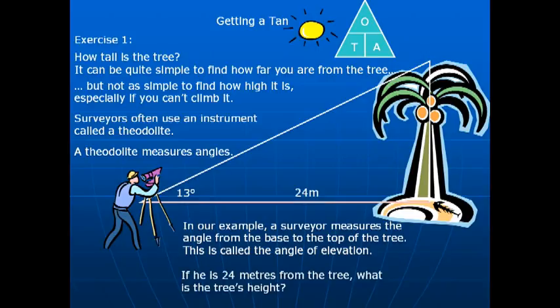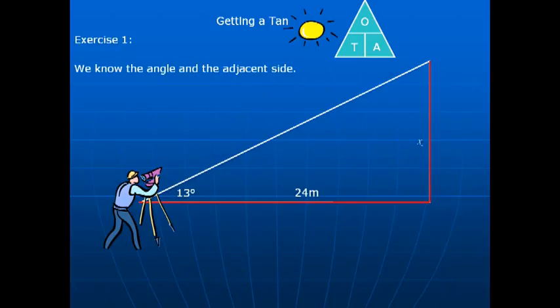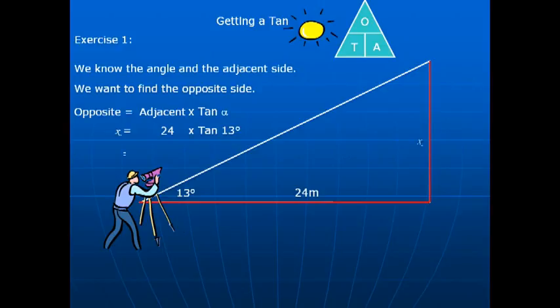If he is 24 meters from the tree, what is the tree's height? We know the angle and the adjacent side. We want to find the opposite side. Opposite equals adjacent times tan of alpha. So x equals 24 times the tan of 13, which equals 5.54 meters.